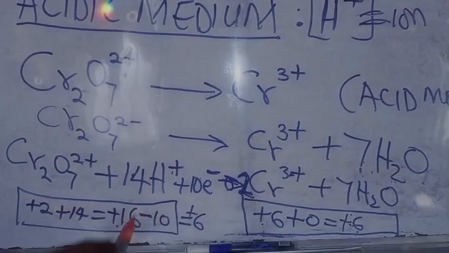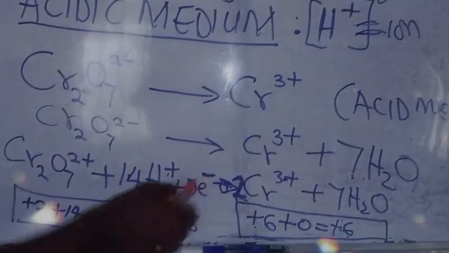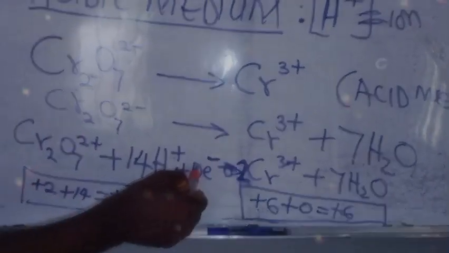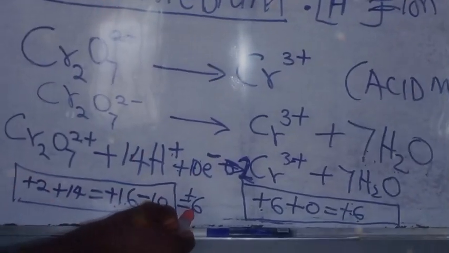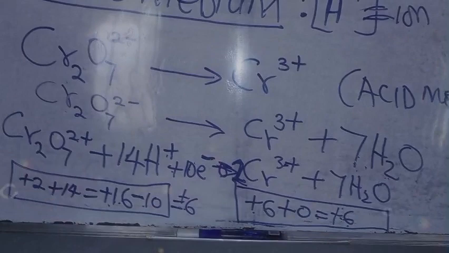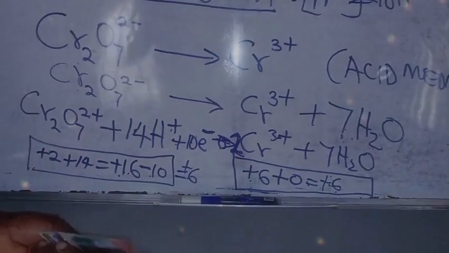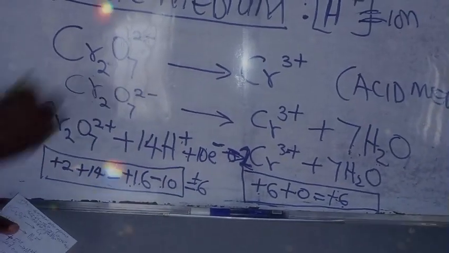So that we have plus 2 plus 14 minus 10. You see now, I told you this is 10 times minus an invisible one here. That's minus 10, giving you plus 6. And here is also plus 6. That's example 1. Thank you for that.